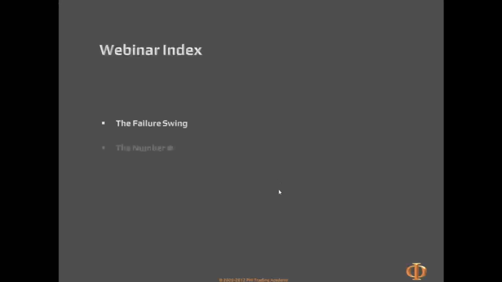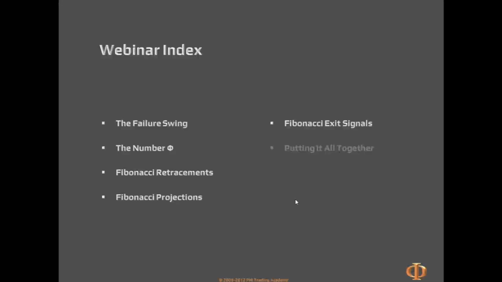So we'll be talking about the failure swing today, which is my favorite entry signal actually, swing trading. Then we're going to talk about Fibonacci retracements, Fibonacci projections in a different way than most of you are probably used to. And then we're going to talk about Fibonacci exit signals. And then we're going to put it all together in a nice system that I call the trend reversal entry. Yes, not as exciting a name as the Fibonacci magic, but it is what it is.